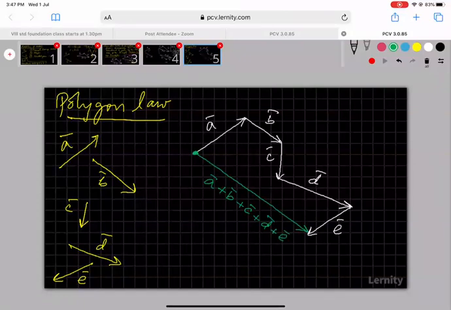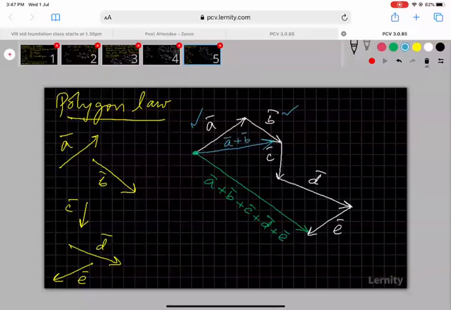Okay. So how do we know that? We can see polygon law is just basically triangle law extended. See, this is A bar and this is B bar. They are drawn in succession only. A bar and B bar are in succession, which means the closing side of the triangle should be their resultant. So this vector here is nothing but A bar plus B bar.